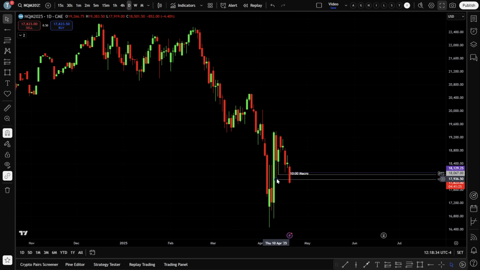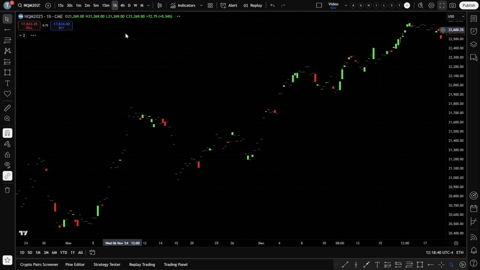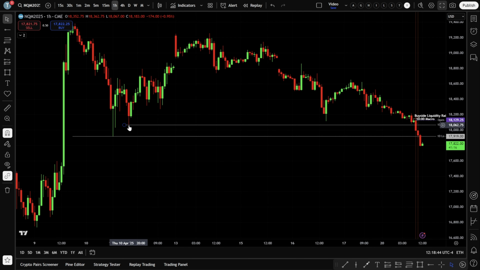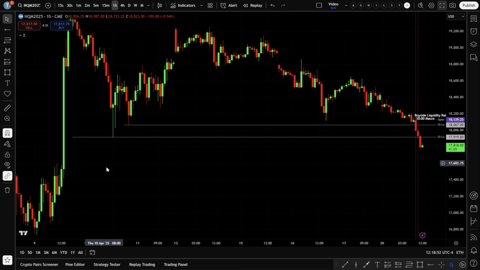And then we have these two lows that I want to take your attention to. Now if we look at that on an hourly chart, we can see the daily lows here on the hourly chart. And that's where we are going to be looking to take our profits today, at this low here.